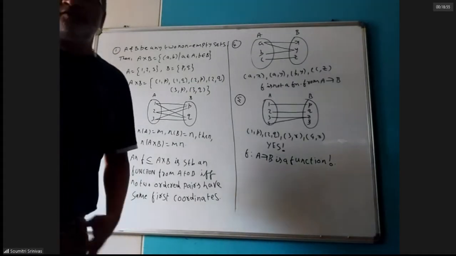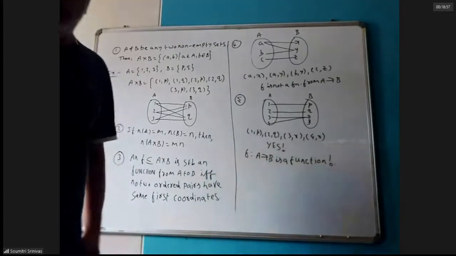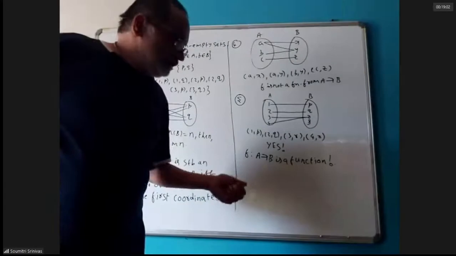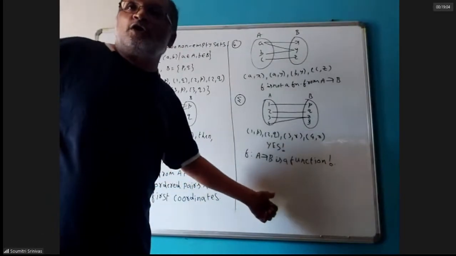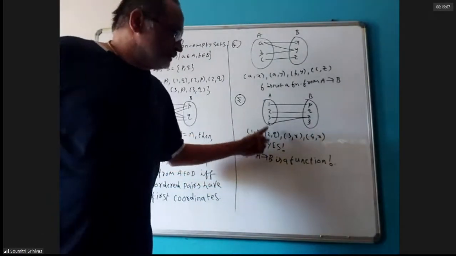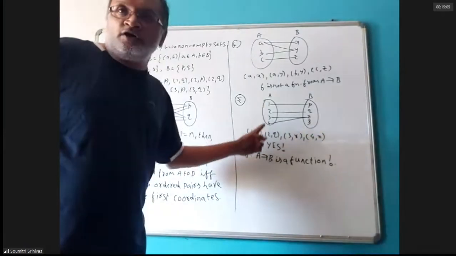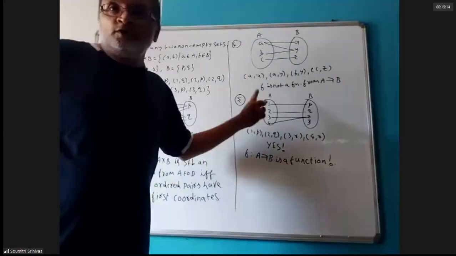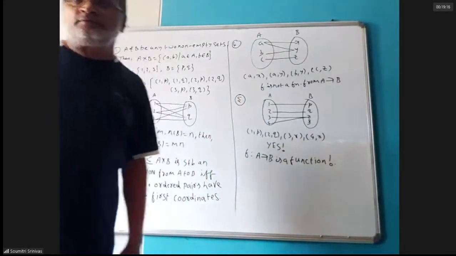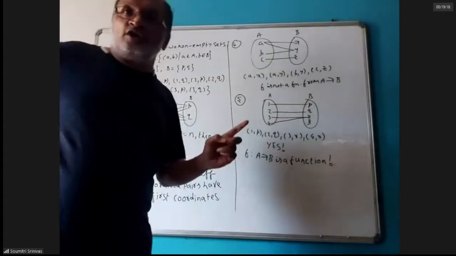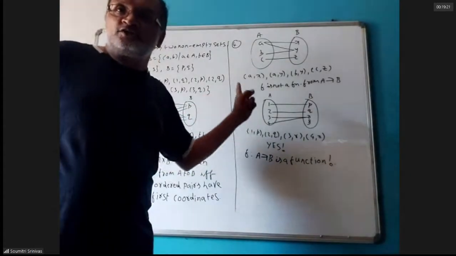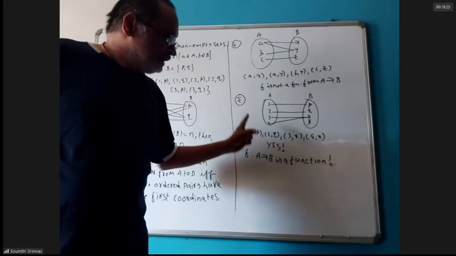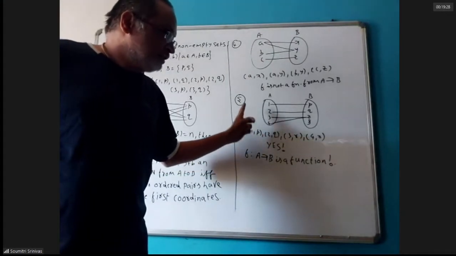Sixth point. Collection of first coordinates is called domain of the function. That is, in example 5, or in the fifth point.